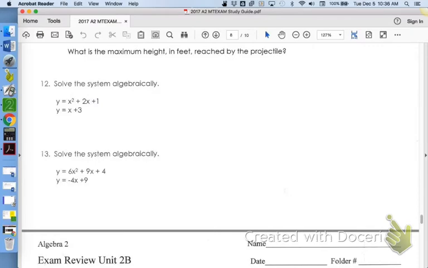Now this was on the last test and it was counted as a bonus, but it won't be on this exam. So make sure you understand how to do this. This is a system of equations. And so this is telling me that y is the same as x plus 3. So this y right here is also the same as x plus 3. So I'm going to plug in x plus 3 is the same as x squared plus 2x plus 1.